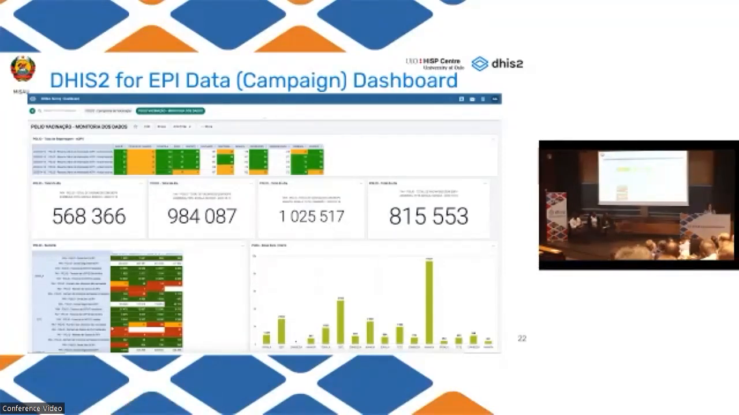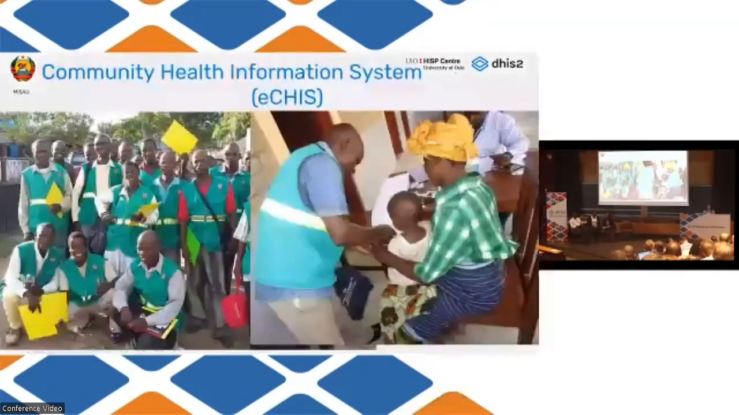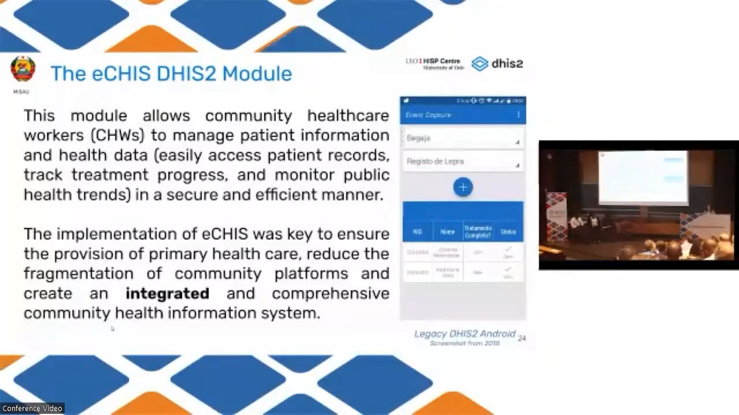So, as Amélia said, the current challenge for many of the health programs is to be able to cover the community levels, the areas where we don't have health facilities near. So the next module I'm going to talk about is the community health information system. That is something that already exists in the country, but in a very confined program, let's say.